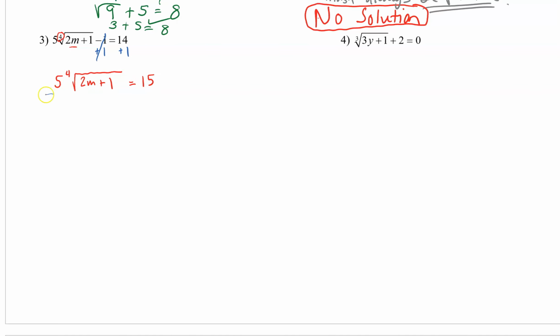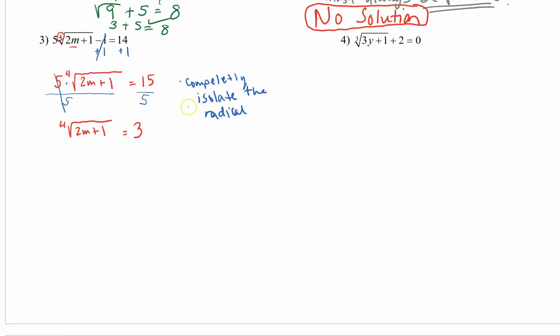But I want to also divide both sides by the 5 before I get rid of the radical. I want to completely isolate the radical before I eliminate it, because that makes it so much easier and less prone to error. The 5 is attached to the 4th root through multiplication, so I remove it through division. I'm left with just the 4th root on the left side, and 15 divided by 5, which is 3, on the right side.